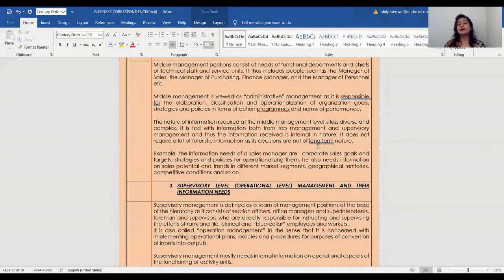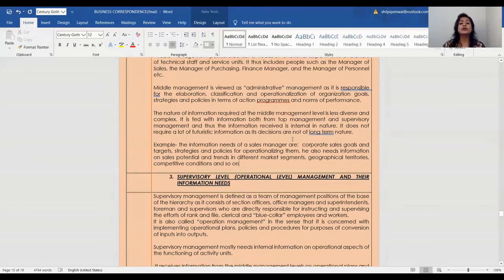Apart from that, any company, the middle level has to understand in which area we are going to make more profits. All right. So accordingly, they have to implement the policy. So this is the decision of tactical level planning.